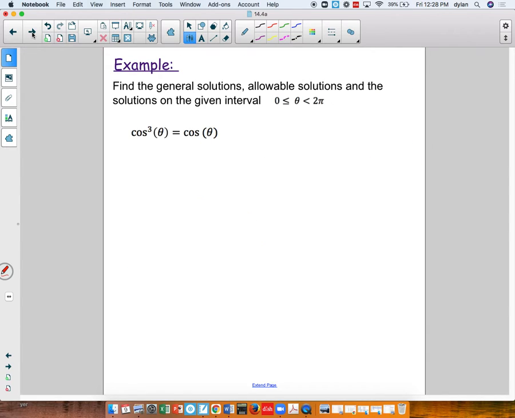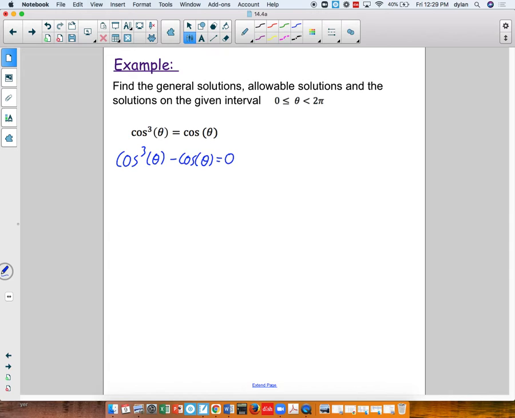So let's do a slightly more complicated example. Let's see if we can solve the equation cosine cubed of theta equals cosine theta. And we want to find the general solutions, which means the infinite variety, the allowable solutions, which means the single solution or solutions, and the solutions on the unit circle interval. So in this case, we're going to try to find all three types. The first thing that I would do is set it equal to 0 so I can factor. So I'm going to say cosine cubed theta minus cosine theta equals 0.